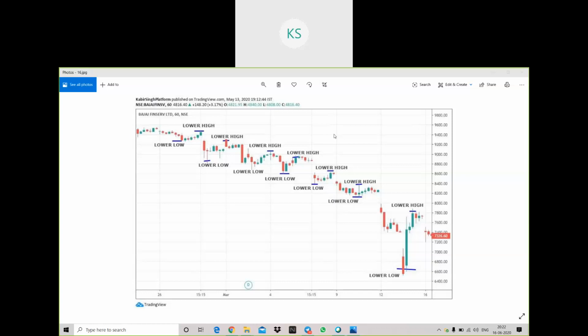So it made a lower high, and again it went down. This high was not broken, and it made a lower high because this high is lower than the previous high. In a similar way, here we have one lower high, here another lower high, and here another. Again this lower high is not broken, and we get a lower high here, and again, if you see, there is a big fall in the stock.